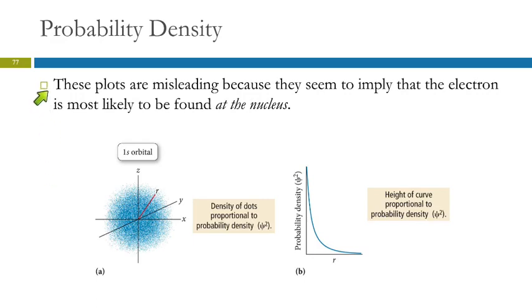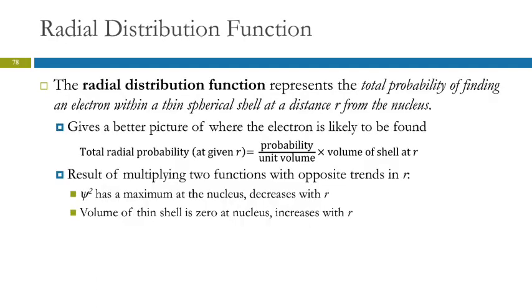This sort of a plot is misleading, though, because if we look at this probability density, it's high at a distance 0 from the nucleus, and then it falls off. But this predicts that the highest chance of finding the electron is at the nucleus. But the electron is not at the nucleus. That's like the one place we know it isn't. So what do we do about that? Well, we need to look at something slightly different.